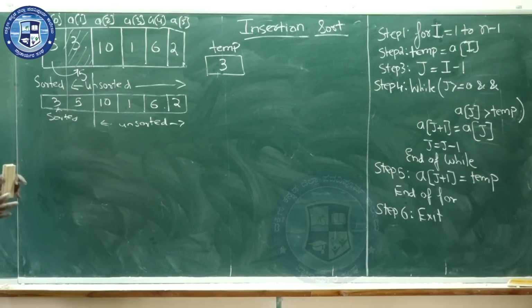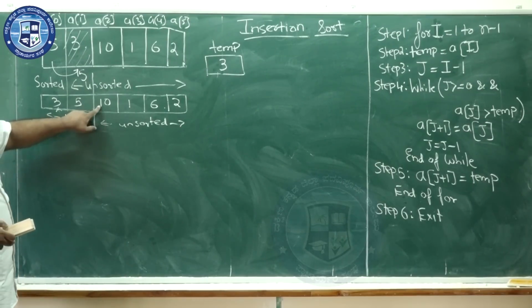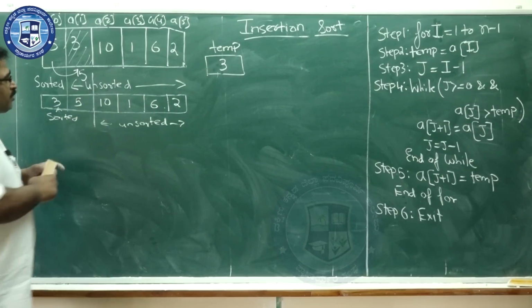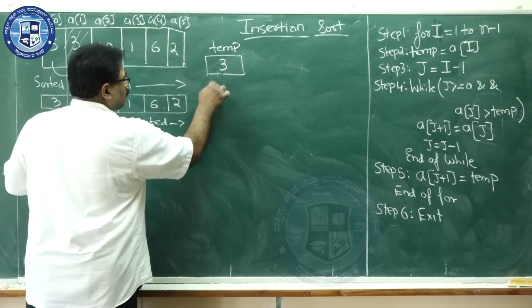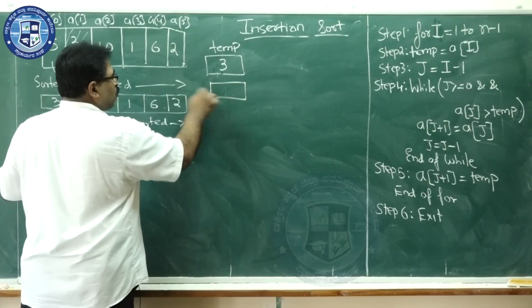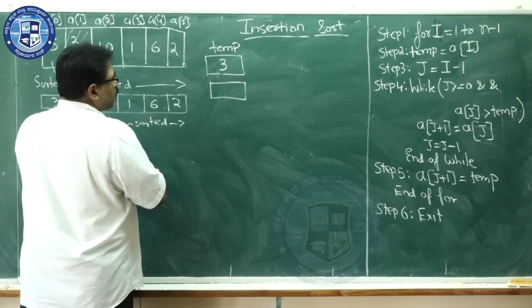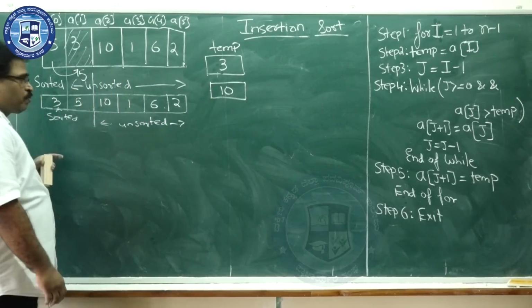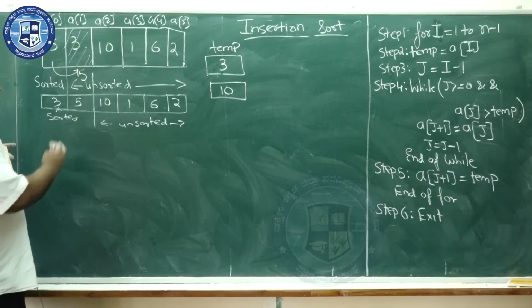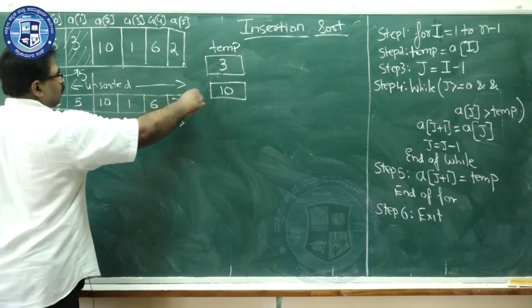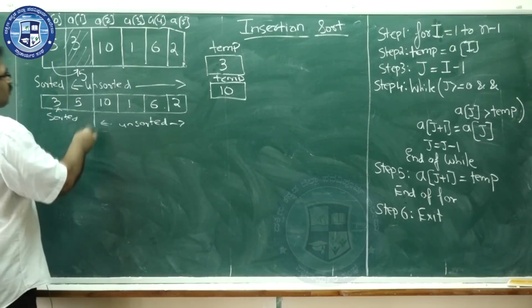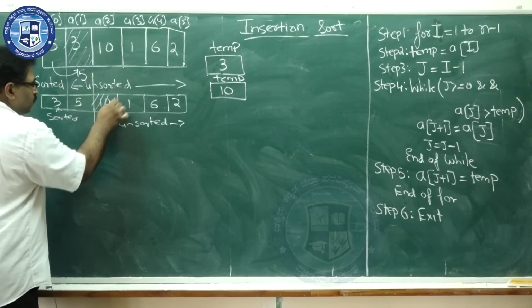Now the next step is, I take the next value. That means the first value in the unsorted. Same procedure. I put it down into the box temp. So what is the new value? The new value in the temp will be 10. If I am pushing this over to the box temp, then what happens? This becomes empty.